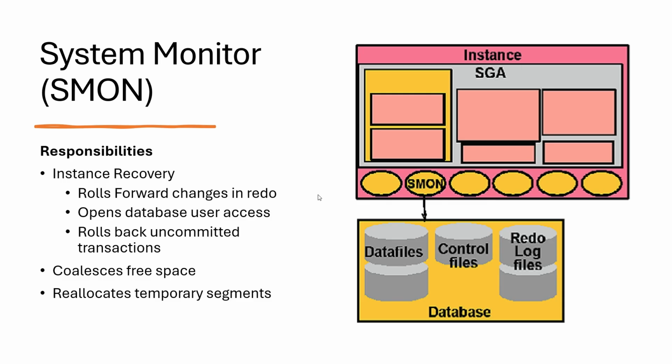When you start the database next time, this SMON will recover the database. So how will it recover? It reads the redo logs and rolls forward. When you have an instance crash, power failure, or abrupt shutdown of your database instance, when you start the database next time, this SMON will recover the database, reading the redo logs and rolling forward to the original state.